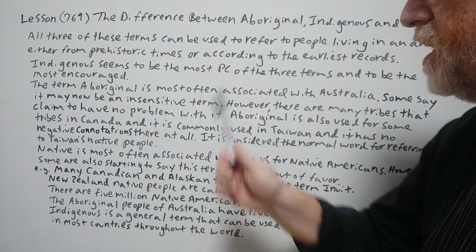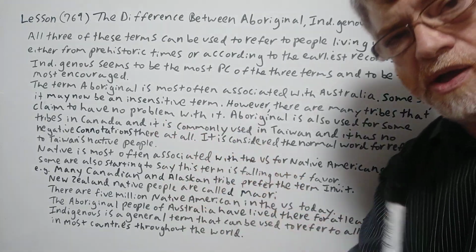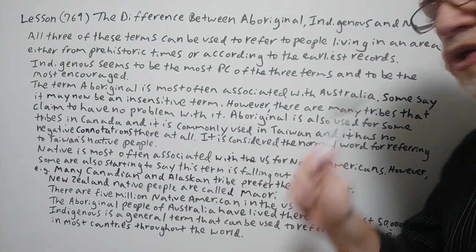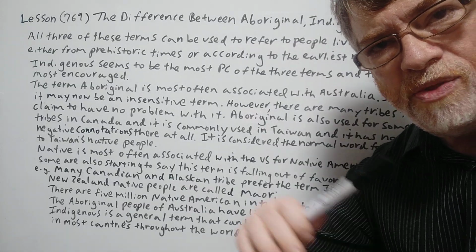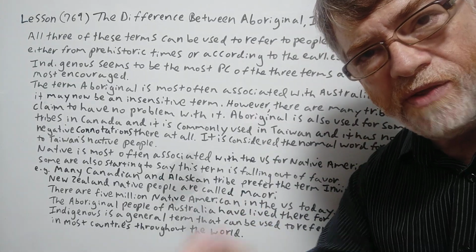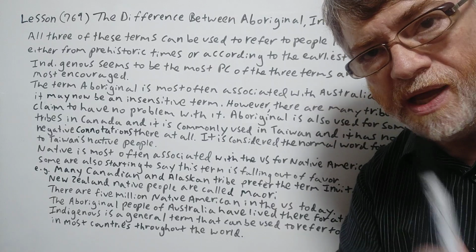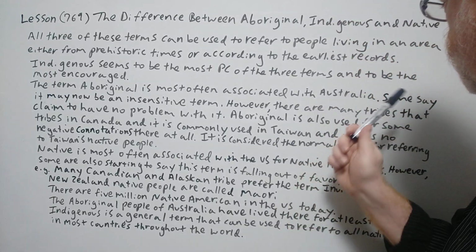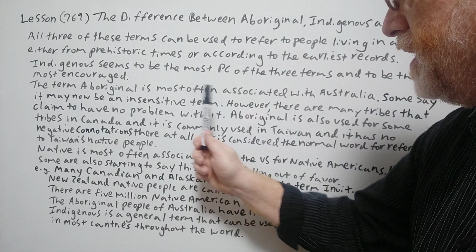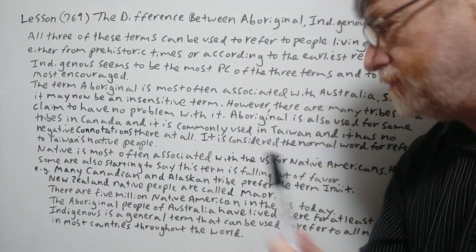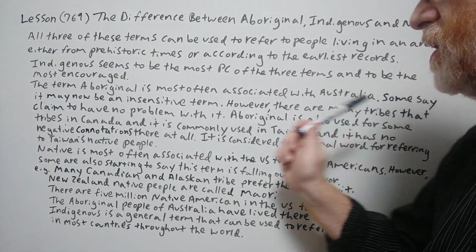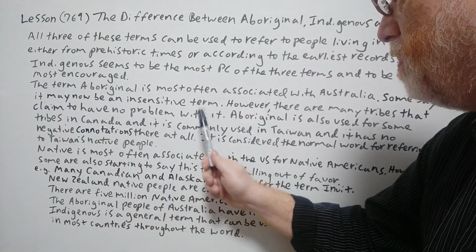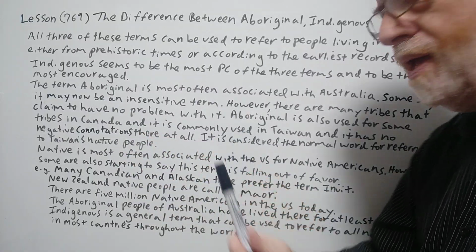All right, let's continue. The term Aboriginal is most often associated with Australia. So when someone throughout the world hears the word Aboriginal, the first thing they'll think of is the native people of Australia. All right, let's continue. Some say it may now be an insensitive term. However, there are many tribes that claim to have no problem with it.